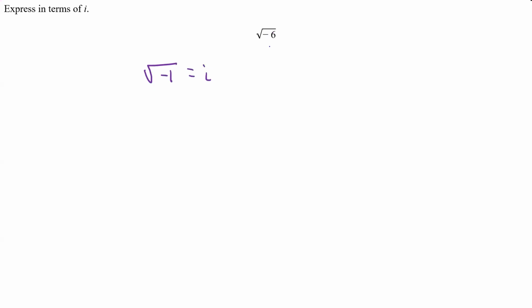So if we pull out a square root of a negative 1 here, we'll have the square root of negative 1 times the square root of 6. So we'll have i square root of 6. And that would then be our solution that they're looking for here.